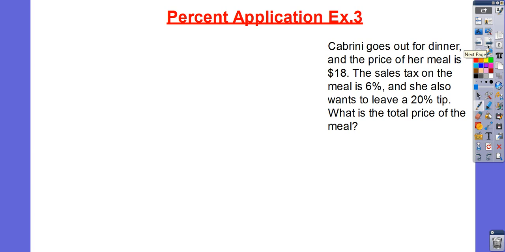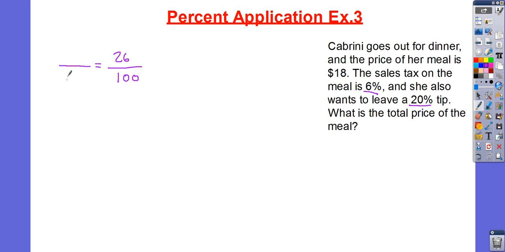Okay, so our next problem. Cabrini goes out for dinner and the price of her meal is $18. The sales tax on the meal is 6%, and she also wants to leave a 20% tip. What is the total price of the meal? Okay, so the sales tax is 6%, and she wants to leave an additional 20% tip. So that looks like I have to combine these 2%. So let's go ahead and do that. We have 20 plus 6, which is going to be equal to 26% out of 100.